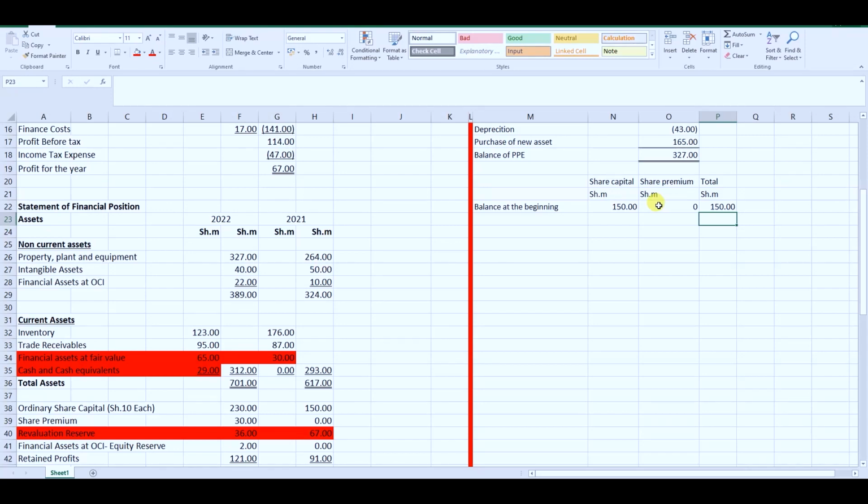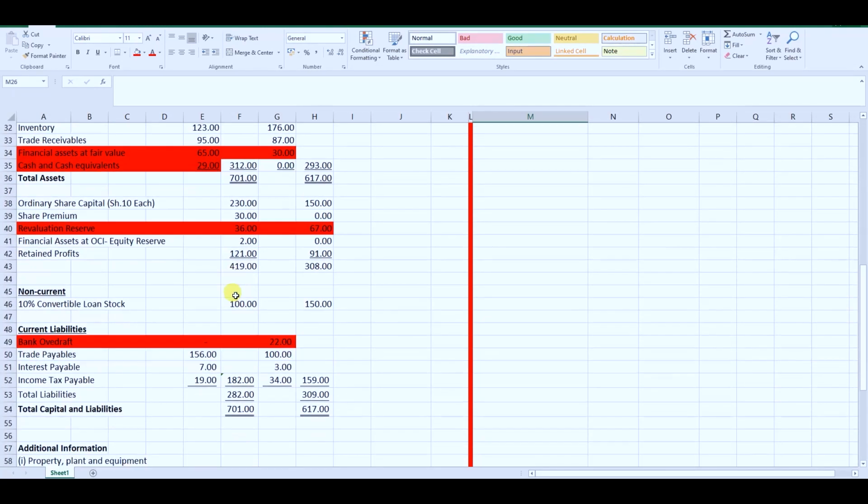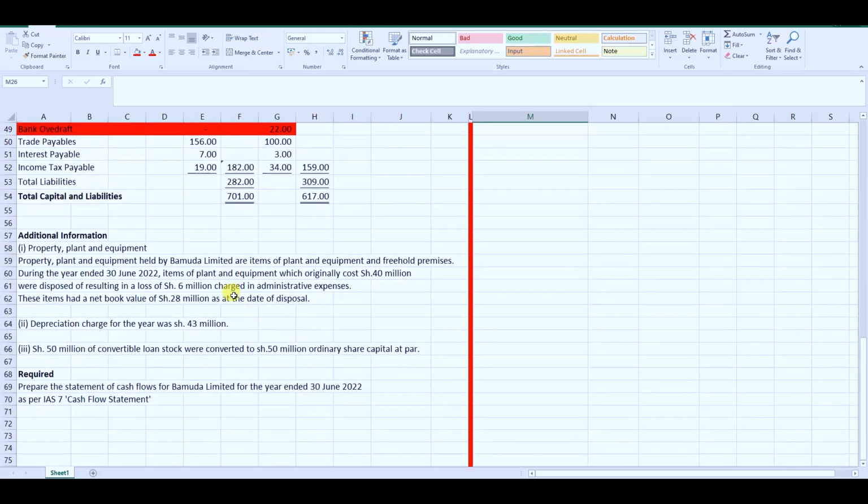Then we talk about conversion of loan stock. Conversion of loan stock. Spelling conversion. Loan stock. We have some information given to us there in the additional information. That is what I had initially read, thinking that that was the balance at the beginning.